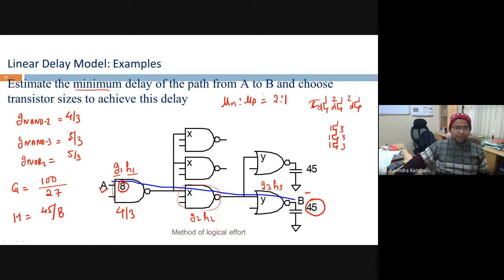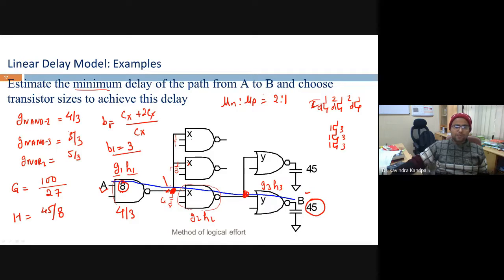Is there any branching effort at this node? Yes, there are branches. The current is getting divided into 3 branches. If the capacitance here is Cx because of this one, Cx because of this one, and Cx because of this one, what will be the net capacitance here? You will get 3Cx. In other words, the branching effort is on-path capacitance Cx plus off-path capacitance 2Cx, divided by on-path capacitance Cx. So branching effort B1 happens to be 3.